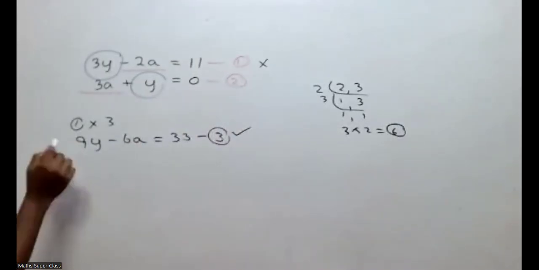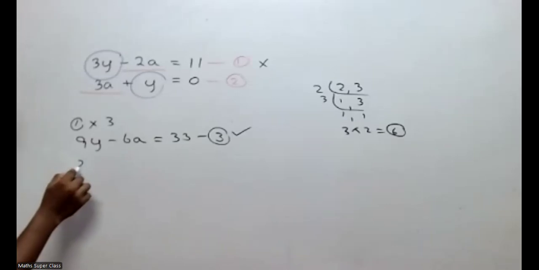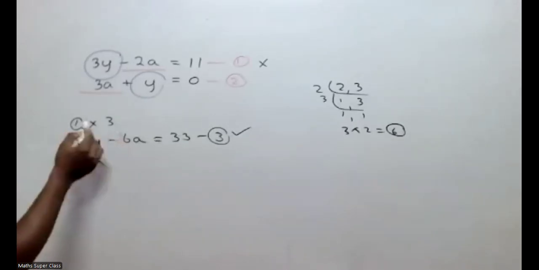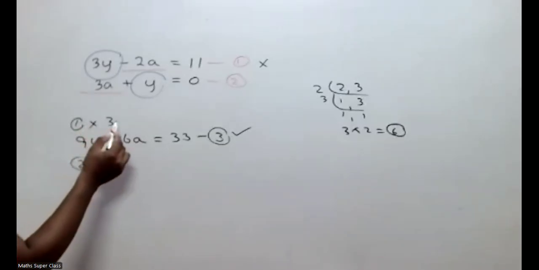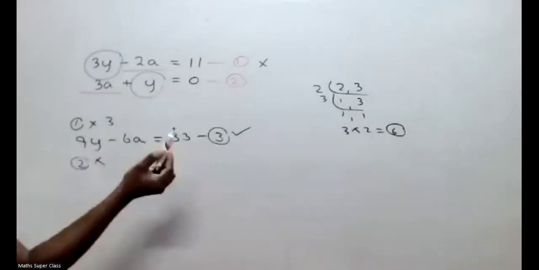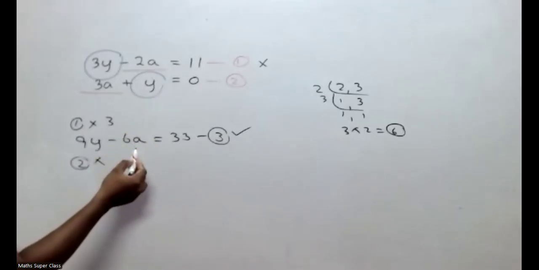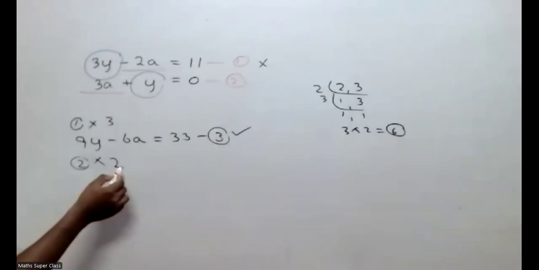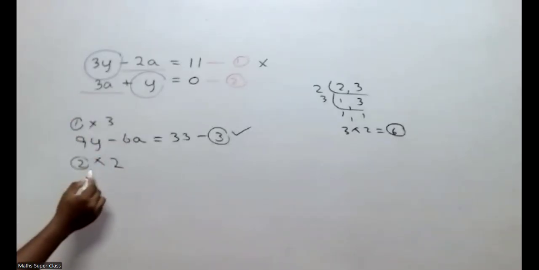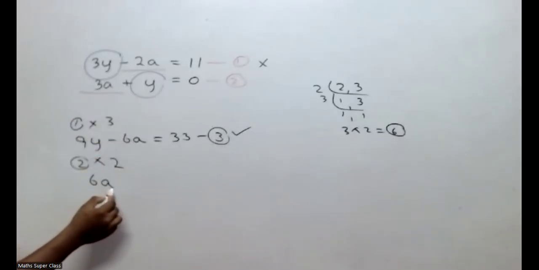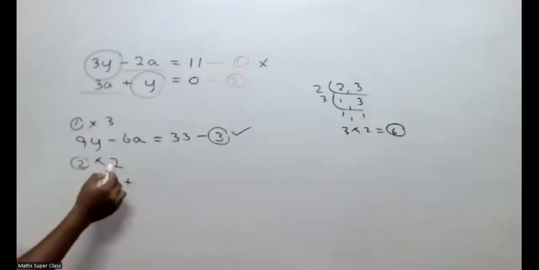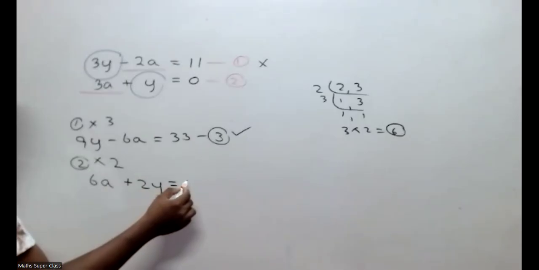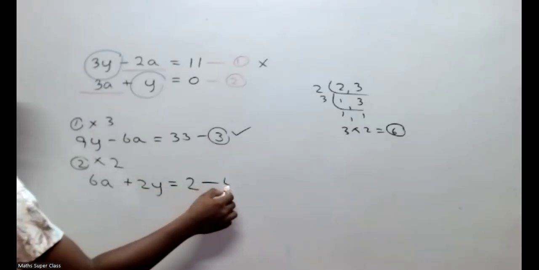Okay. So second equation multiplied by which one? We multiplied the first equation by 3. Why? We want to make this 2a as 6a. Now it's minus 6a. So second equation multiplied by 2. Why? This 3a multiplied by 2, 6a, plus y multiplied by 2, 2y. 0 multiplied by 2 is 0. Okay, this is the fourth equation.